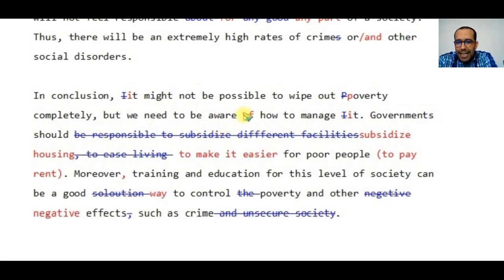So in conclusion, it might not be possible to wipe out poverty completely, but we need to be aware of how, again here there is an "of" missing, not "aware how" but "aware of how" to manage it. Again, a problem of capitalization. "Governments should be responsible to subsidize this." Again, this should be crossed out. Look how many words the student writer is using here. Lots of wordiness. Instead of using all of these words, you could have said, "governments should subsidize housing," instead of "be responsible to subsidize different facilities." It's not even clear what you're talking about there.